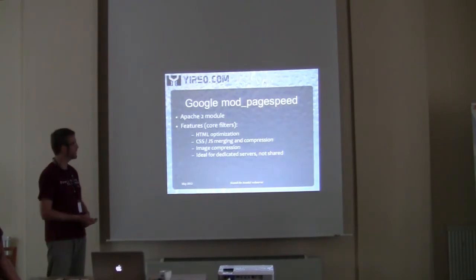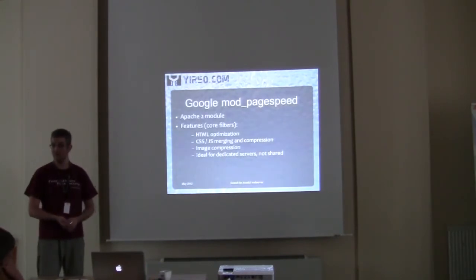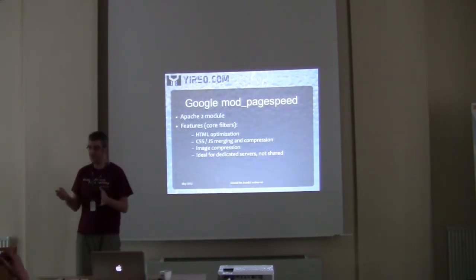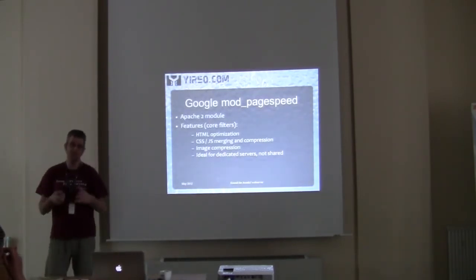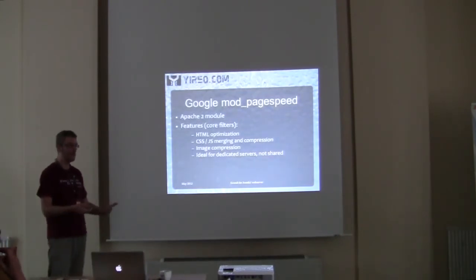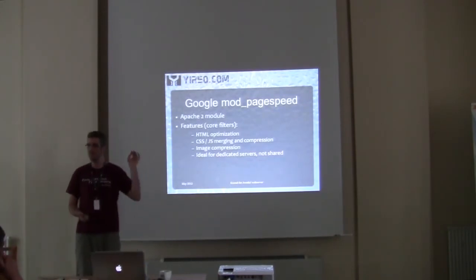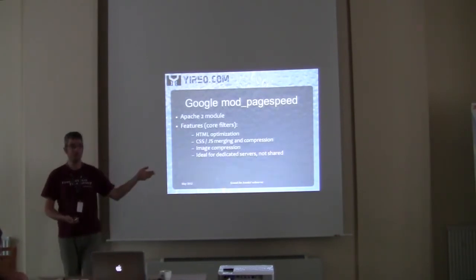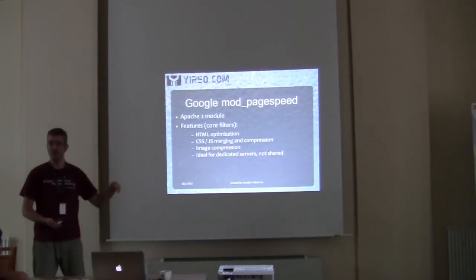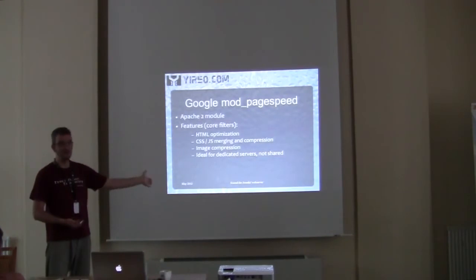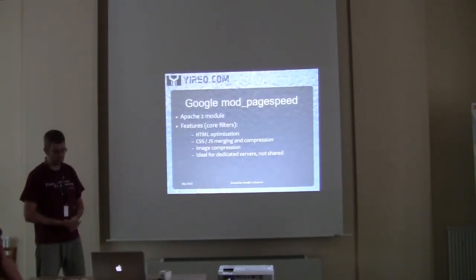Well, first let's focus on my stuff. Google PageSpeed. Google has this website, PageSpeed. It has this web-based feature of checking your website to see what is slowing things down. But it's also offering this Apache module, which before was only working on Apache 2.2, but now it's also working on Apache 2.0. It's not working on Apache 1.3. So when you try to implement this, you have to make sure that the Apache version is working.